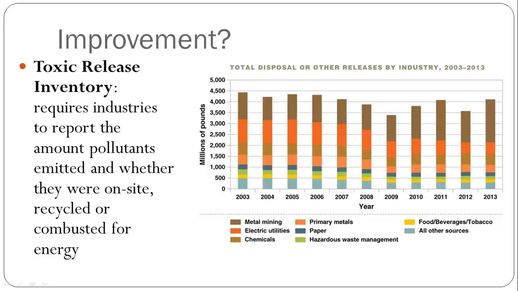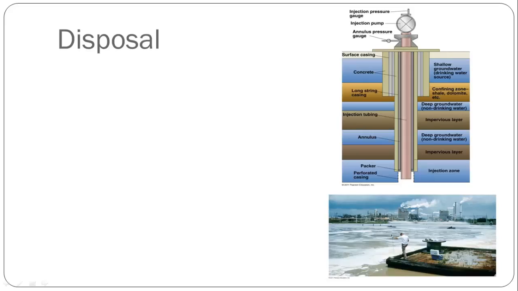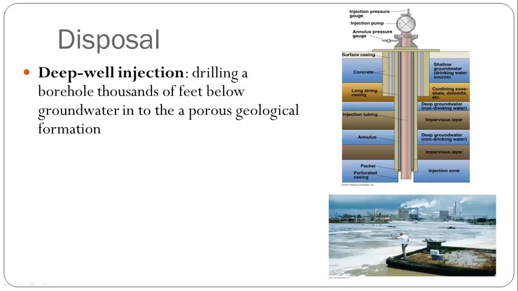But there's still a lot of work that needs to be done here. Some of the solutions of disposal include deep well injection. So if you can dig a hole far enough, you can actually put things down into areas which aren't going to affect drinking water or anything. And so deep well injection is one solution for these hazardous chemicals.